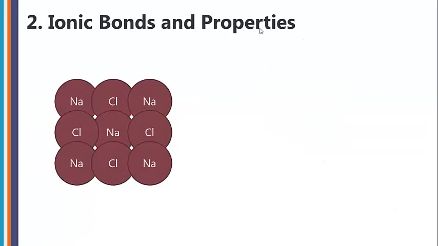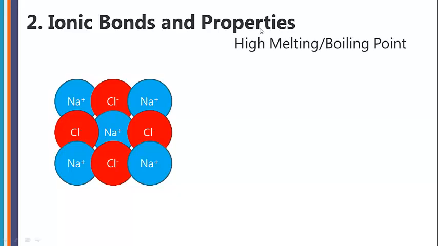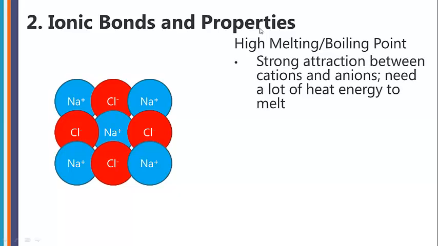Now let's consider ionic bonds. So here I have some sodium and chlorine atoms together, and in an ionic bond, the metal, in this case sodium, is going to give away an electron to chlorine. That makes sodium have a +1 charge and chlorine have a -1 charge, and this will happen throughout the ionic crystal. This explains the properties of ionic compounds. They have high melting and boiling points because there is a very strong attraction between the cations and the anions. It takes a lot of heat energy to break apart those attractions.